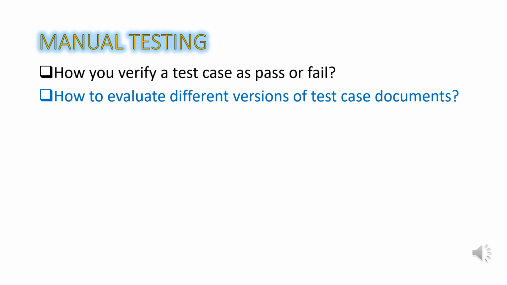Manual testing questions. First one is how you verify test case as pass or fail. Based on the expected output versus the actual output, we can make it a pass or fail. Second, the test case documents. So usually we have different set of documents which will be usually in Excel sheet or the Word documents based on the company's profile, or some companies will maintain separate software for that. So in that we will put different builds, different version documents, and we can evaluate based on the customer needs.